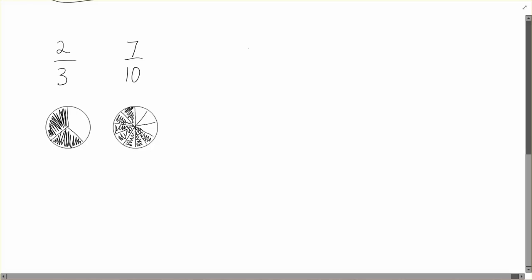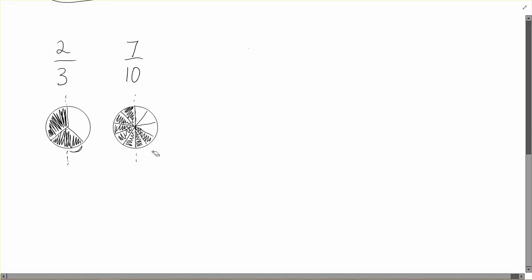What else could we do? We could think about things like benchmarks. Use a benchmark of a 1/2, and what a 1/2 means, like, okay, if I was going to have a half of this whole, it would look like this, and how much more than a half do I have here? Compared to if I have a half here, how much more than a half do I have here? So using benchmarks can be a helpful tool as well.